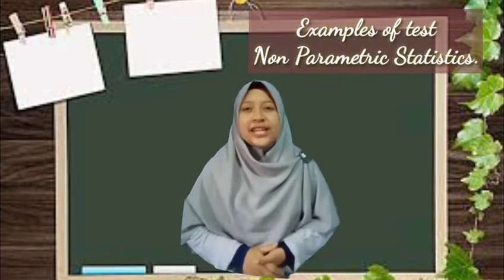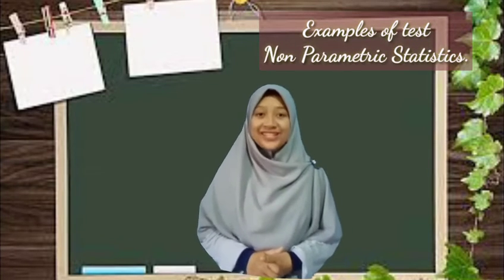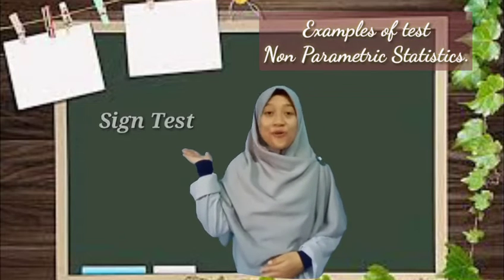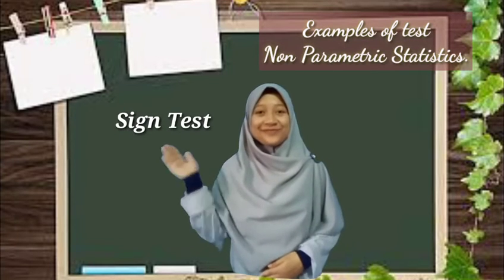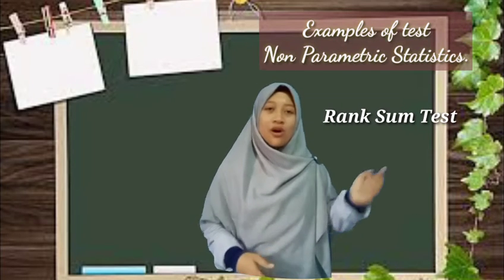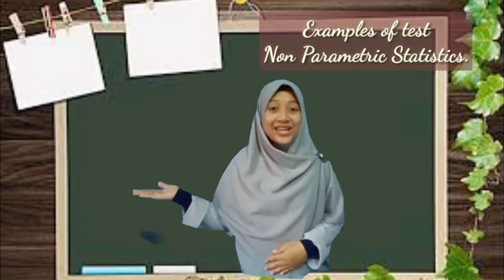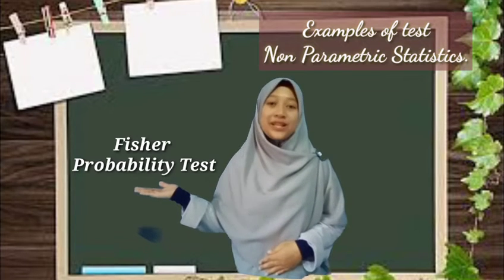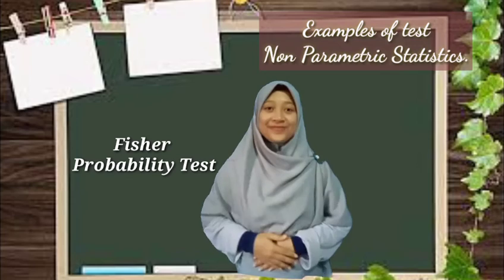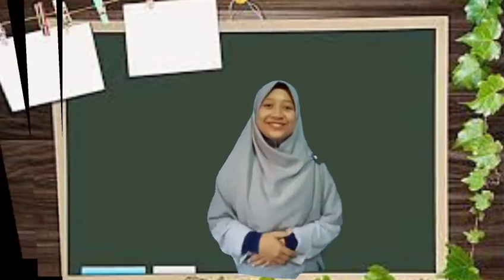And then the examples of tests conducted on non-parametric statistics. First, sign test. Second, rank sum test, or we call it Wilcoxon test. Third, Fisher probability exact test. And the last is chi-square test.